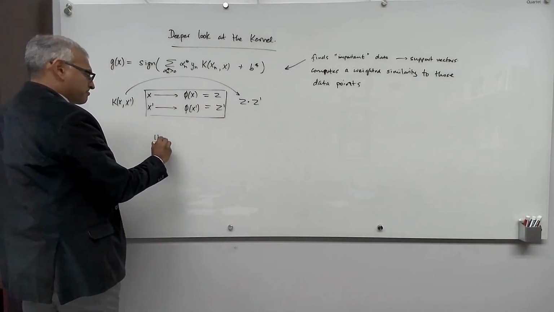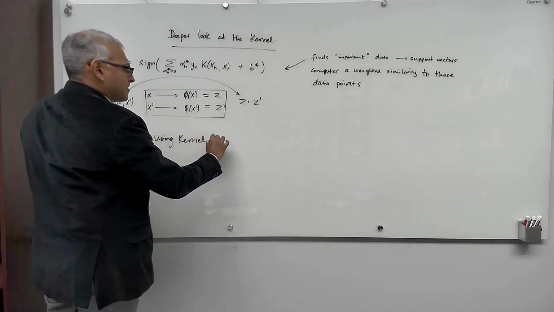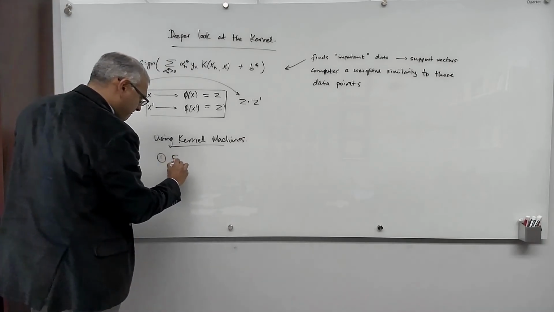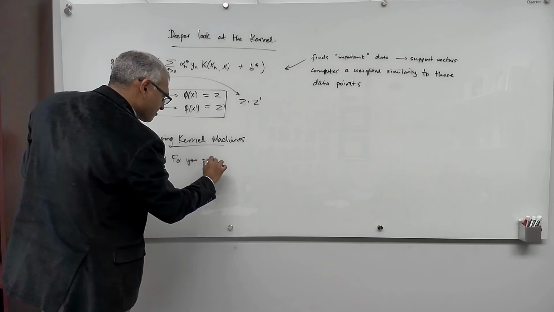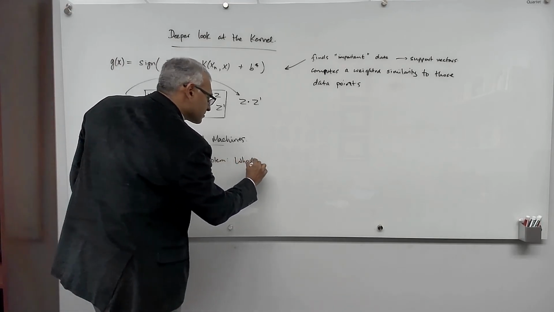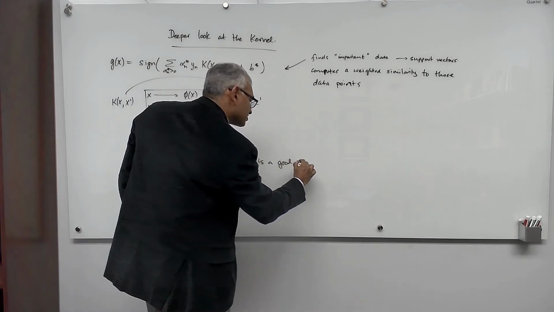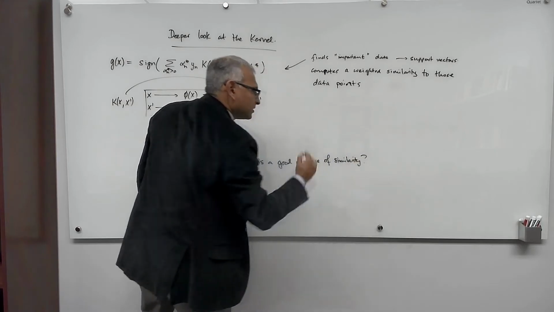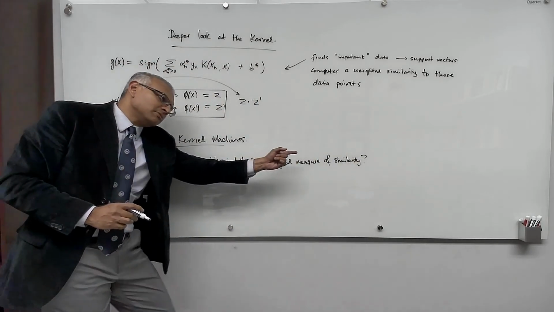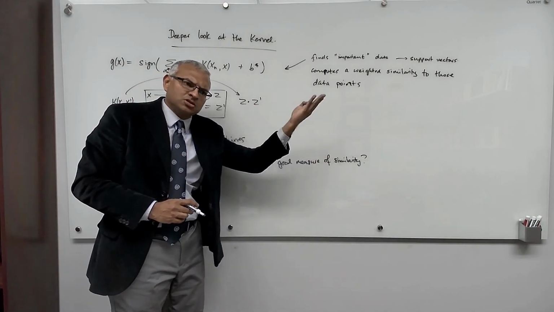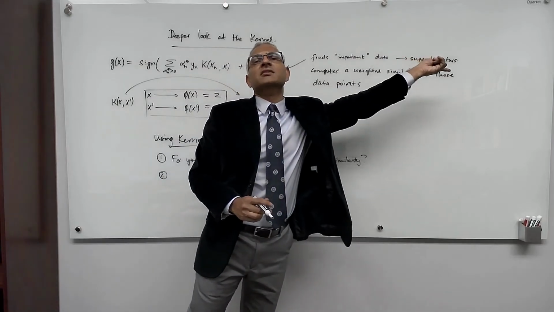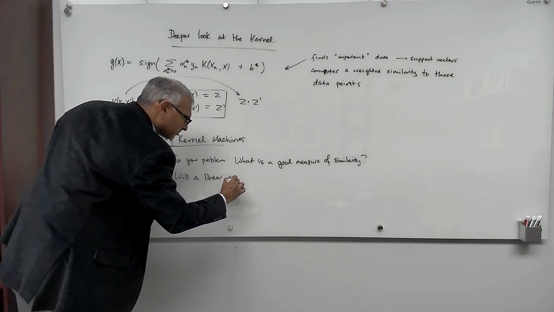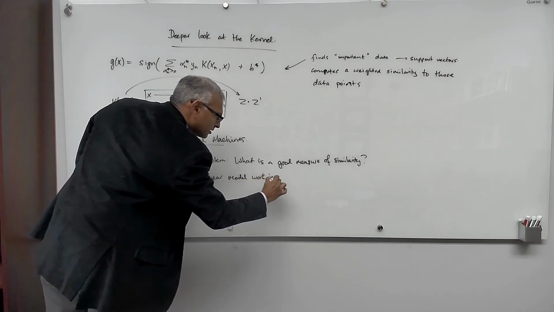Using kernel machines. One, for your problem, what is a good measure of similarity? Okay, so figure that out. And two, for that measure of similarity, is it plausible that a linear model will work in the corresponding feature transformed space?